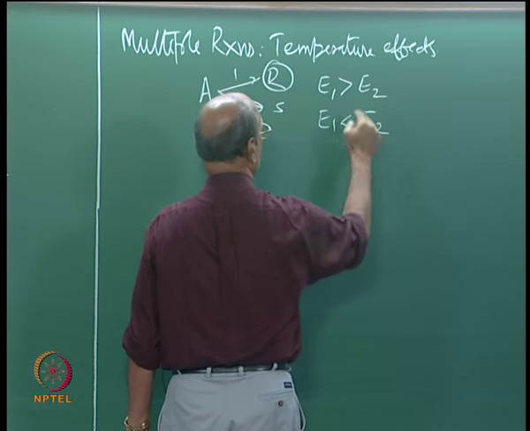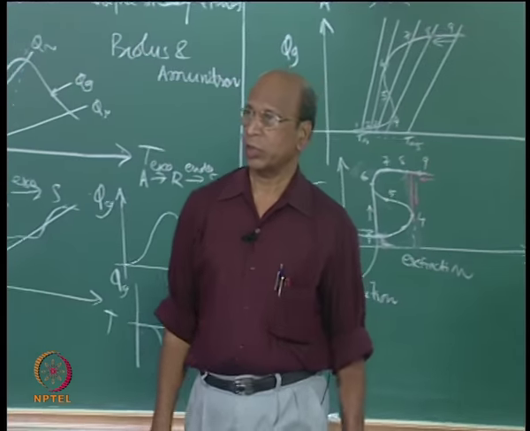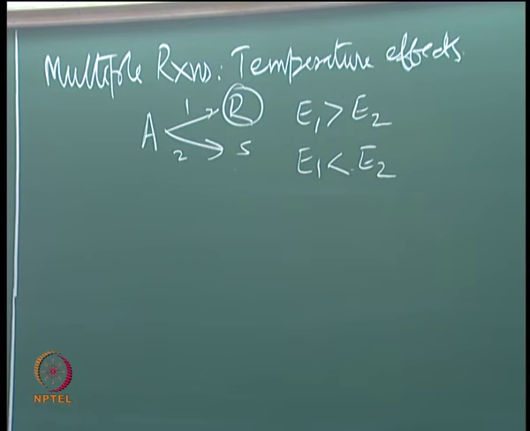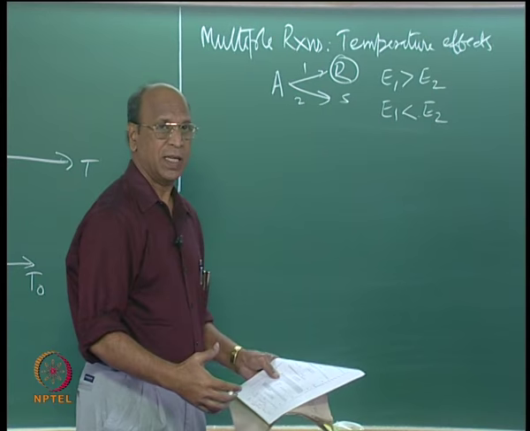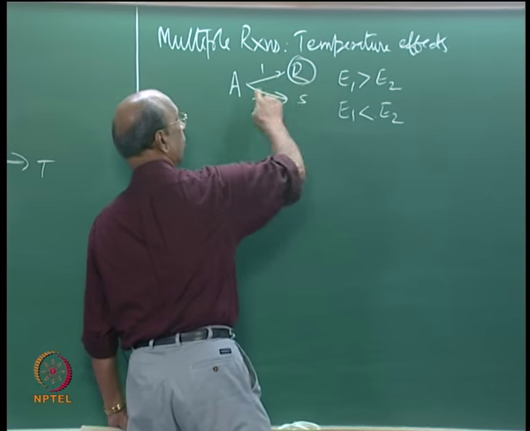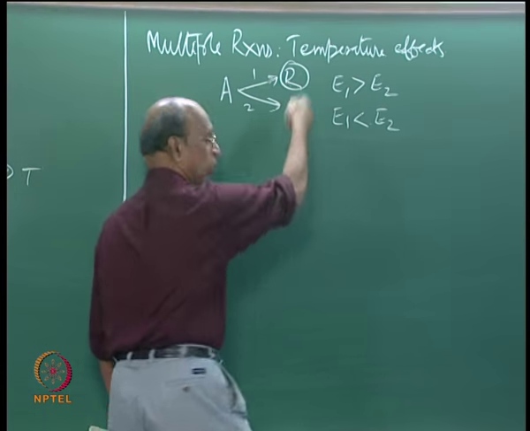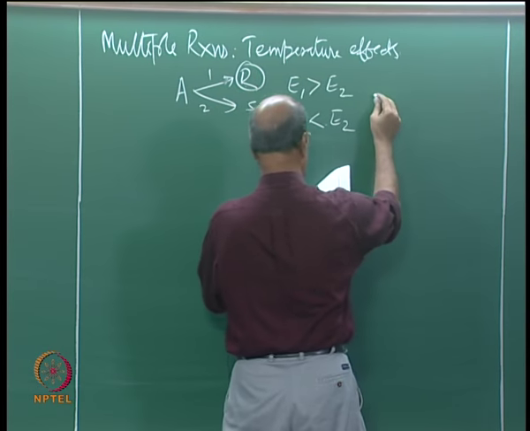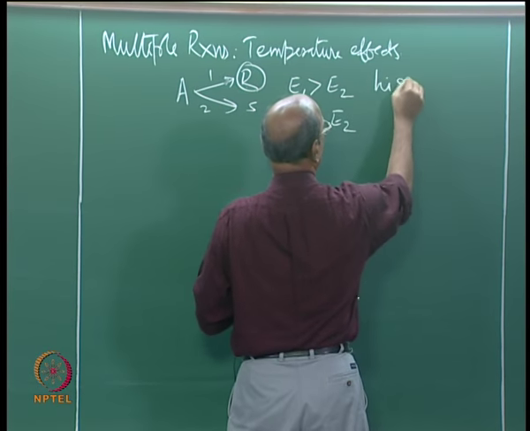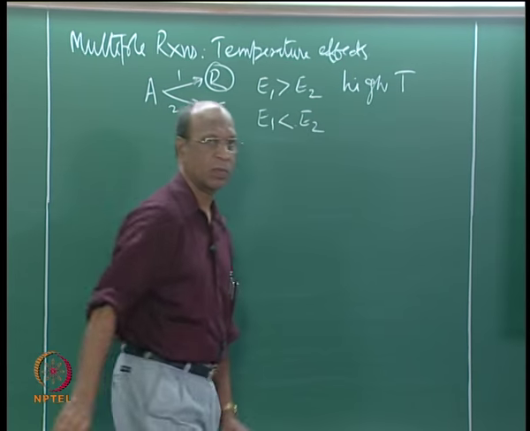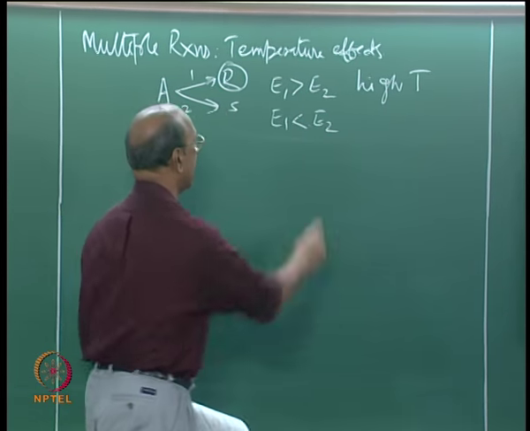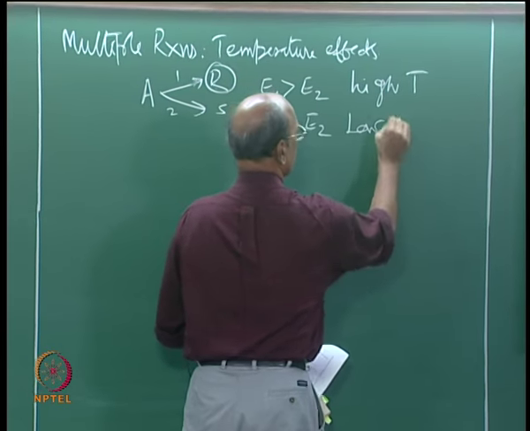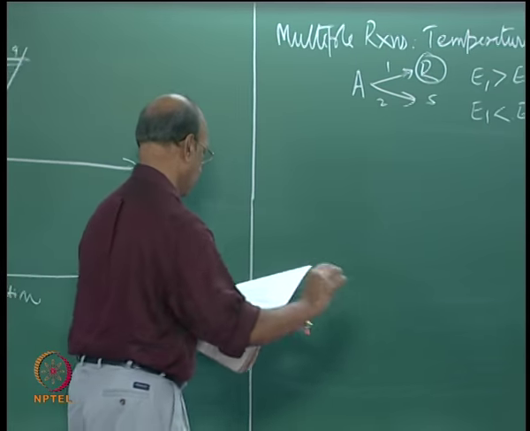How do you operate this? You have that rule already with you? Yeah, when E1 is greater than E2, use high temperature in the reactor so that this will be forming more and more, and that is what you wanted, that is the desired product. So, here I have high T, high temperature, and here low T. Good. Very simple.